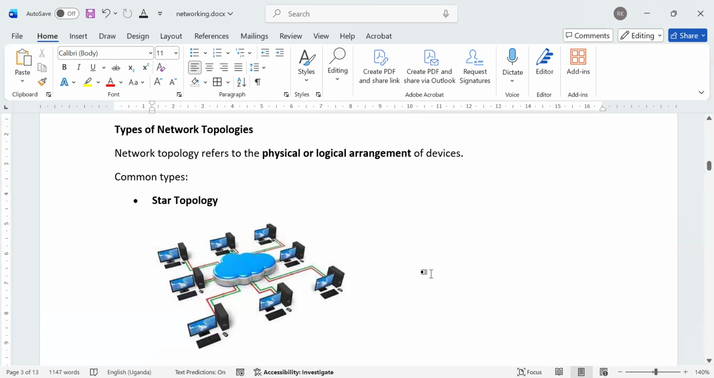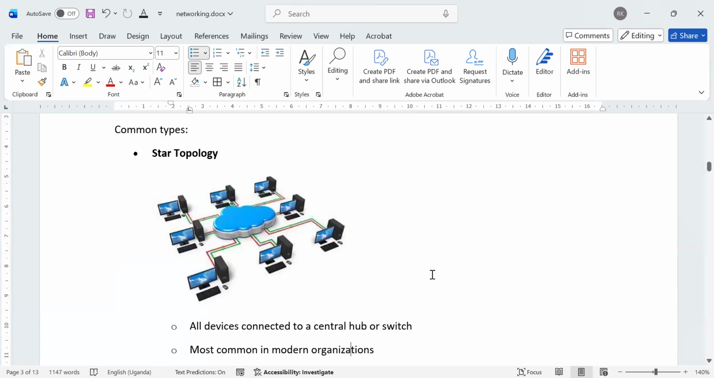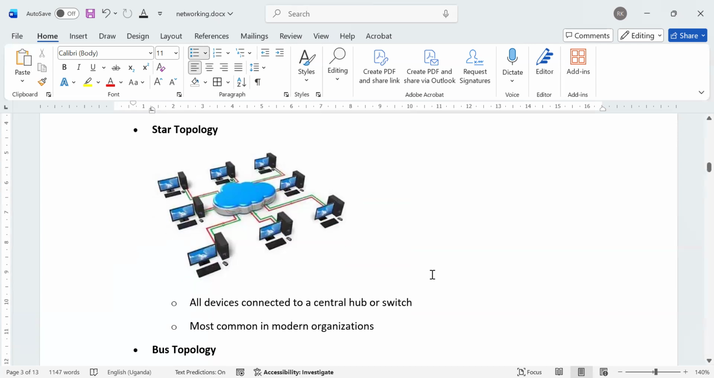Of course, each topology has its advantages and disadvantages. But the star topology is the commonly used one in all organizations today because of its advantages. All devices connect to a central hub or a switch. That is one advantage it has. All devices connect to one, and it is the most common in modern organizations.